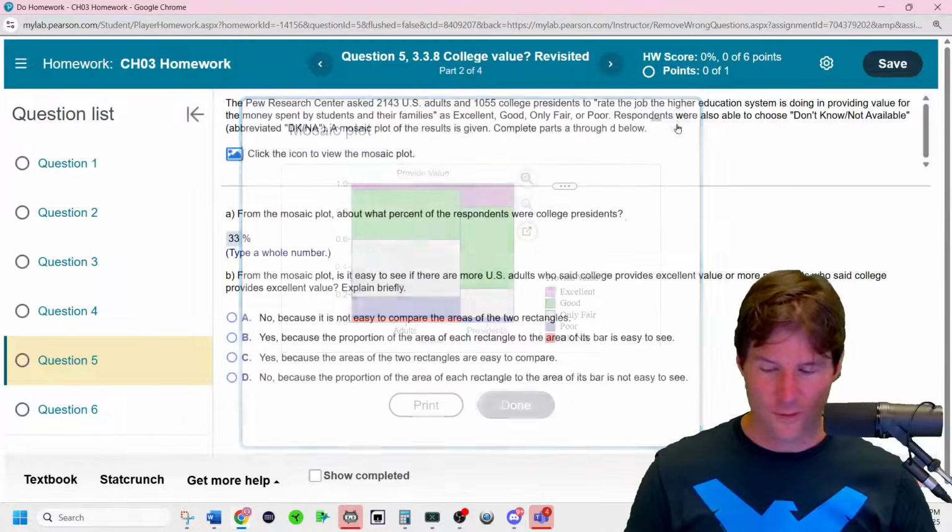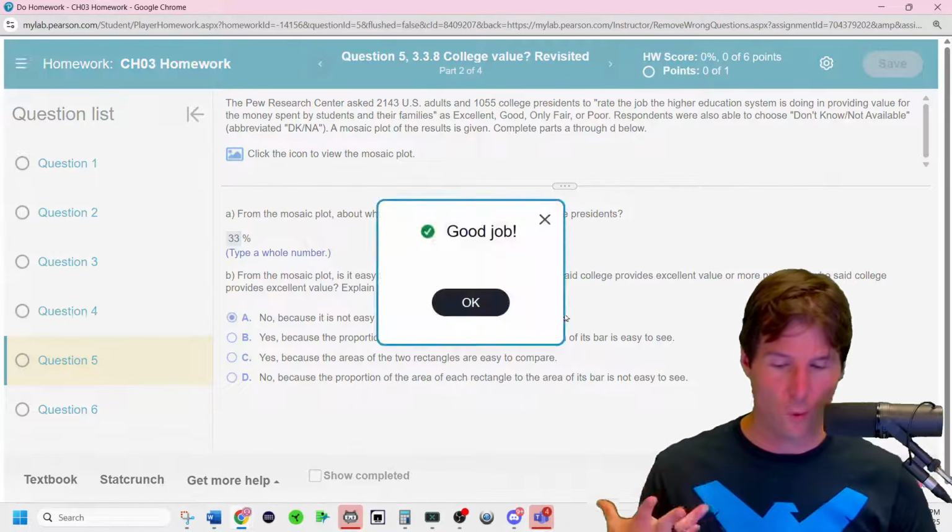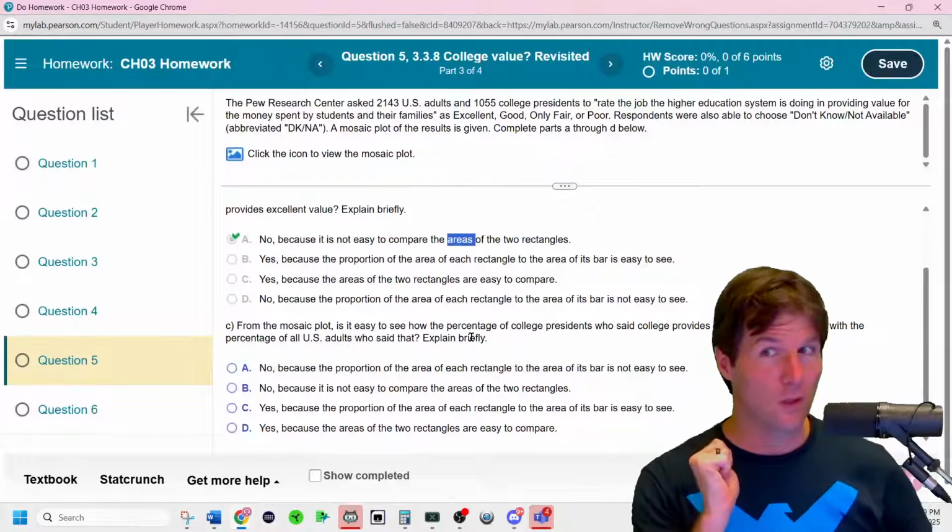So due to the differing sizes, it's not easy to compare the two rectangles. It's not easy to compare the areas because it's saying which one has more area to it. But here's the thing.